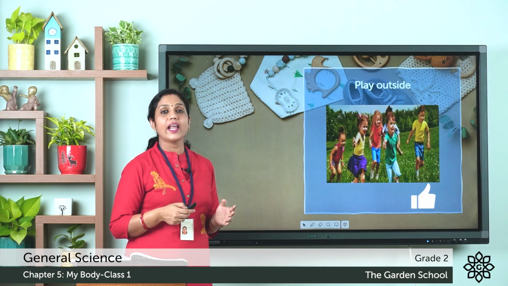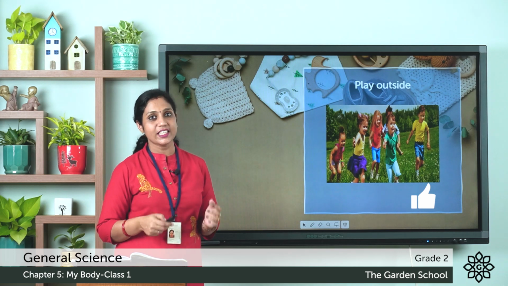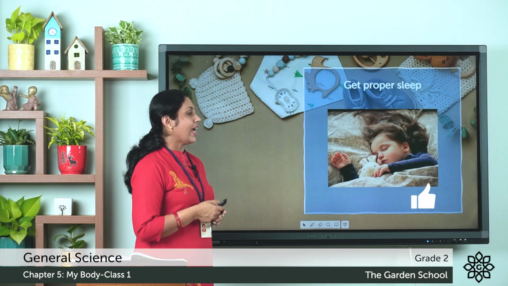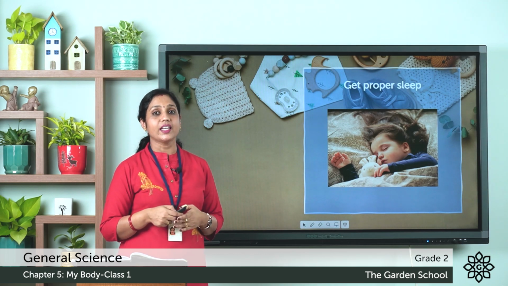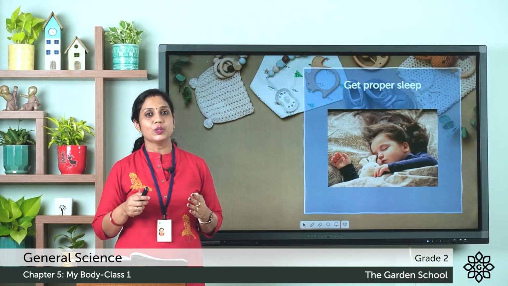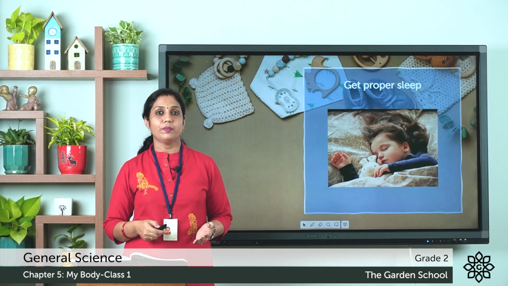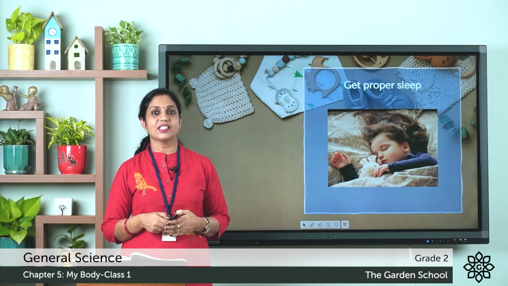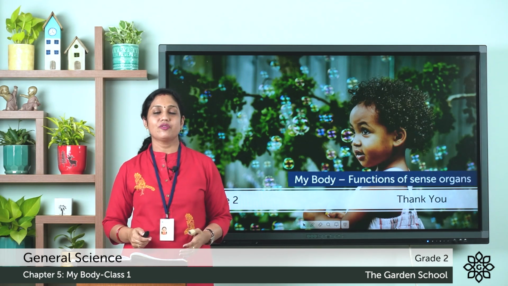And also play outside. So playing outside makes your body strong and healthy. And you have to get enough and proper sleep. So sleep at least 8 hours a day. So these are the different ways to stay fit and healthy. So we learned about the different body parts, functions of sense organs and the ways to stay healthy and fit. With this we finish today's class.